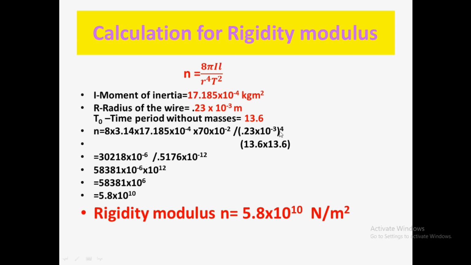In the denominator, 3 here and 4, multiplying these two you get minus 12. So this you take into the numerator, dividing these two terms you get this one. 10 power minus 6 is already there. This 10 power minus 12 you bring to the numerator, so that it is converted into plus 12. So rearranging these two you get 10 power 6, and rearranging again, 5.8 into 10 power 10 is the final answer. So rigidity modulus n equal to 5.8 into 10 power 10 Newton per meter square.